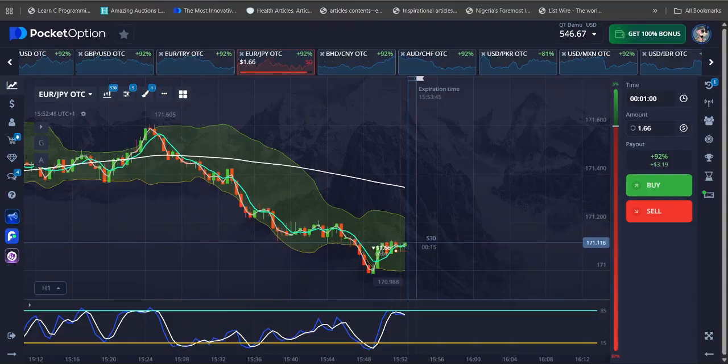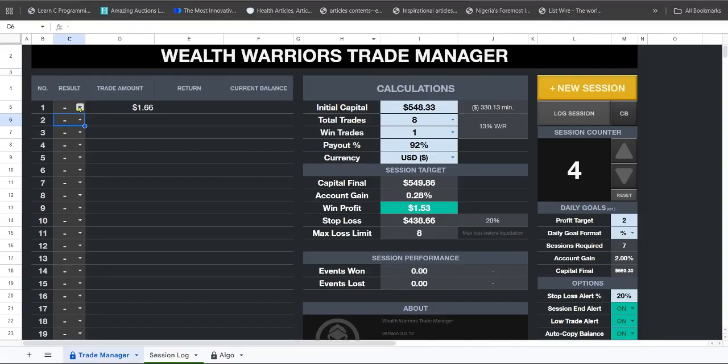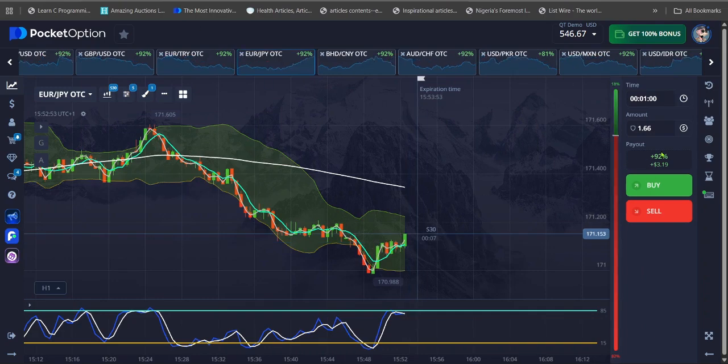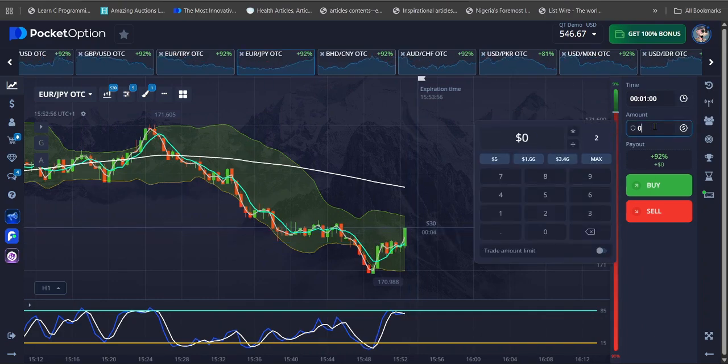Okay, I think this is a loss for us. Let's mark it as a loss. So we have 3.46.